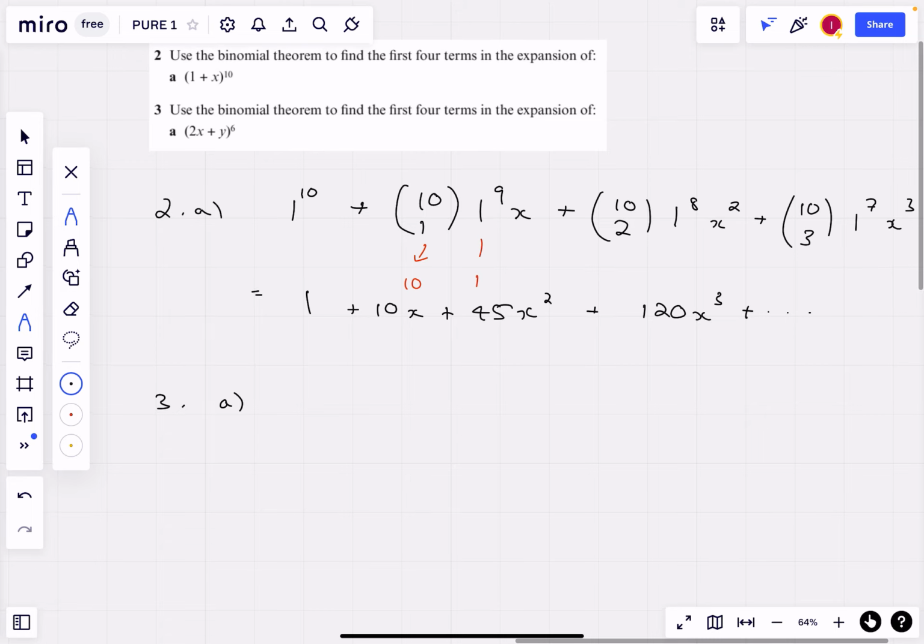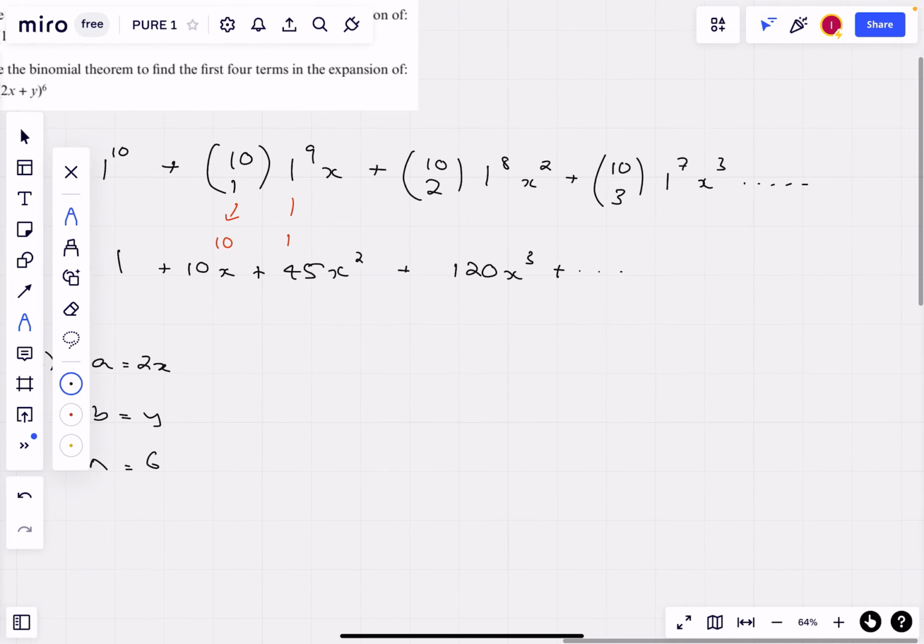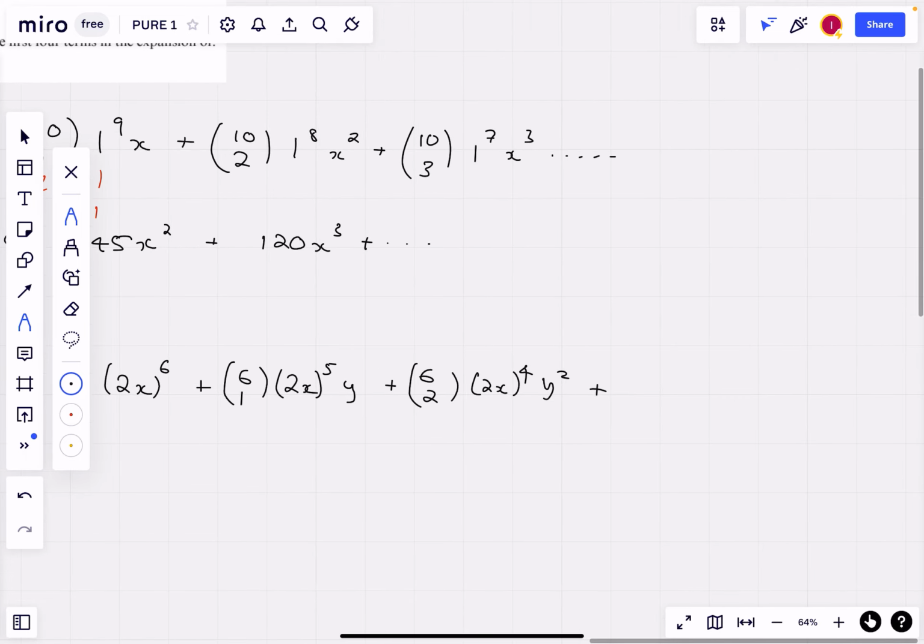2x plus y to the power of 6. Your a is equal to 2x, your b is equal to y, your n is equal to 6. When you apply your binomial, it's going to be 2x to the power of 6 plus 6c1 2x to the power of n minus 1, which is 5, and then times your b, y. 6c2, 2x to the power of 4, y squared, and then one more, 6c3, 2x to the power of 3, y cubed, and then so on.